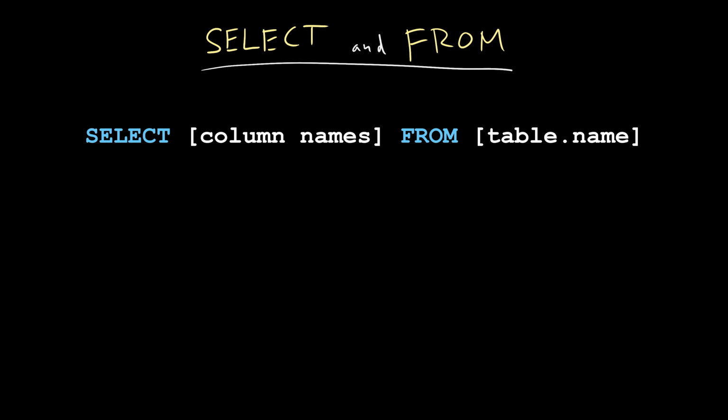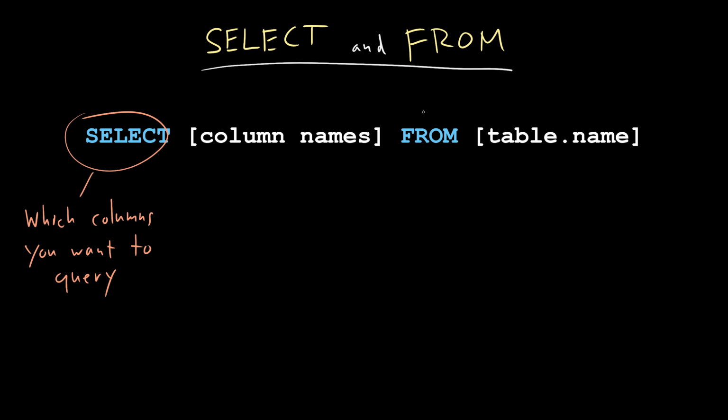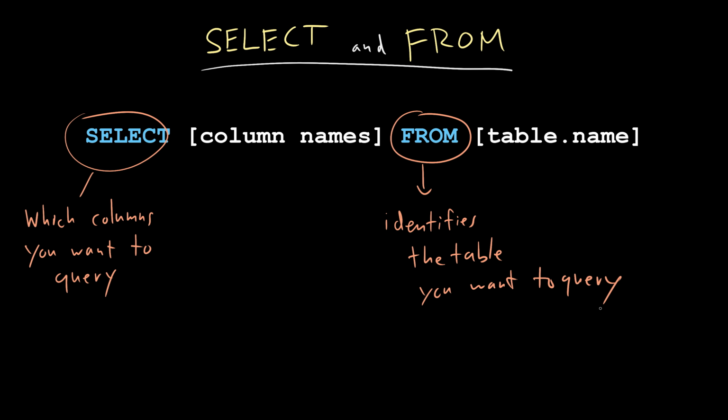So today we are going to learn two different keywords. The two keywords are select and from. The basic principle of a SQL query is you're selecting data from a database. Hence, our first two keywords, select and from. Select indicates which columns you want to query, and from identifies the table you want to query data out of.